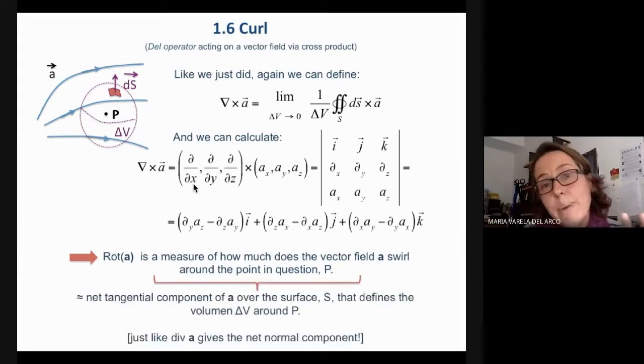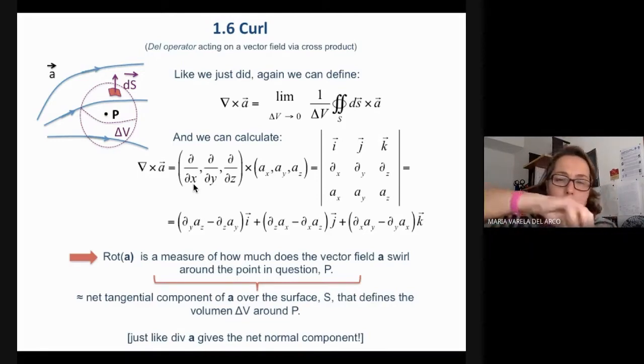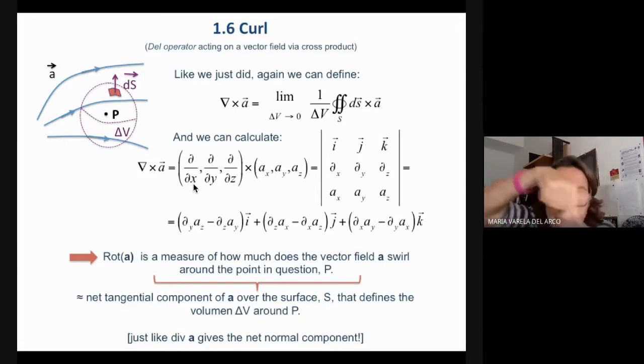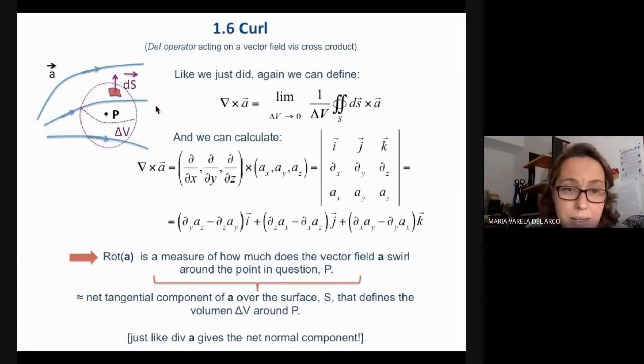And just like the divergence was giving us the net normal component of my field of interest around my point P, be it outwards or inwards, I don't care, but normal, the rotational will give us the net tangential component of my field around the little surface S that defines my differential volume around P. Okay, so they are just complementary, like I said.